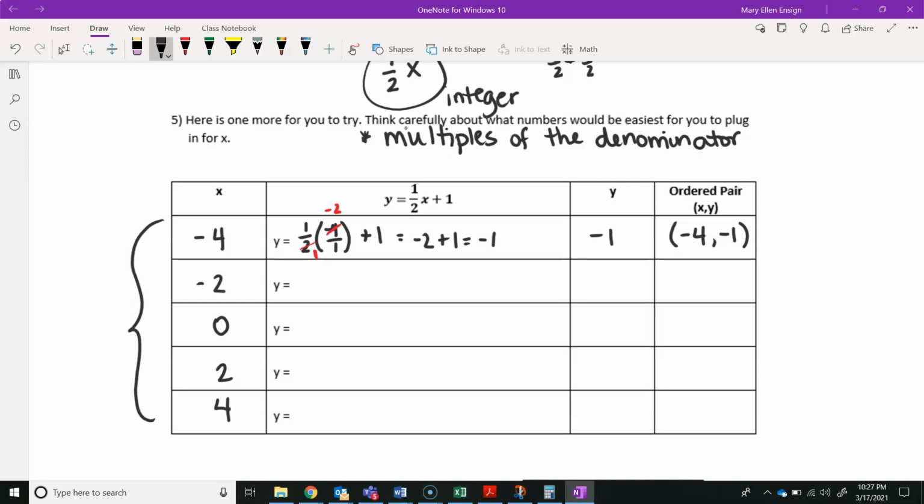there, you want to plug in multiples of your denominator. So if you had 1/3 there instead of a half, you'd want to plug in things like 3 or 6 or 9 or -3, -6, -9. Okay, so go ahead and try the rest of this chart. I'm going to pause it and do it. You pause it and try it, and then you can check your answers.